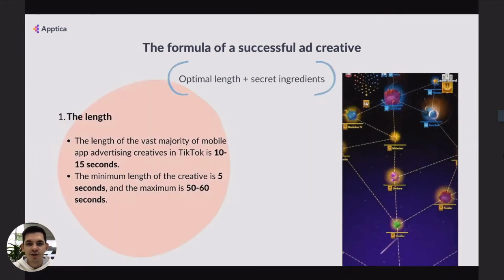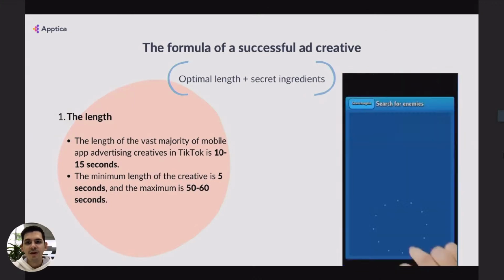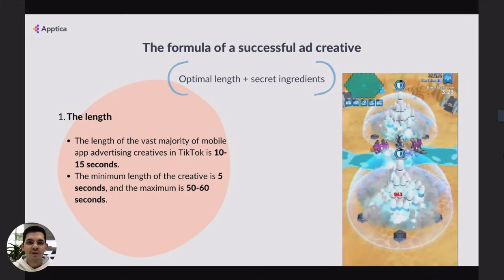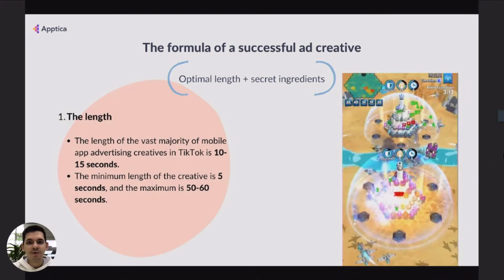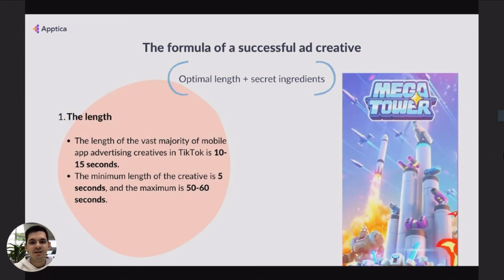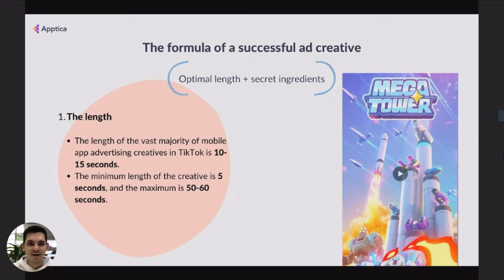After analyzing the most shared creatives from all networks, we have come up with a basically simple formula for creating a successful creative. This formula consists of two components, optimal length and the secret ingredients, which we are going to talk about now, right? The length of the vast majority of mobile app advertising creatives in TikTok is about 10 to 15 seconds. But there's a minimum length of 5 seconds and the maximum is about 60 seconds.